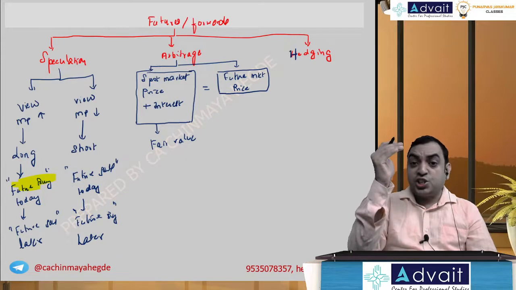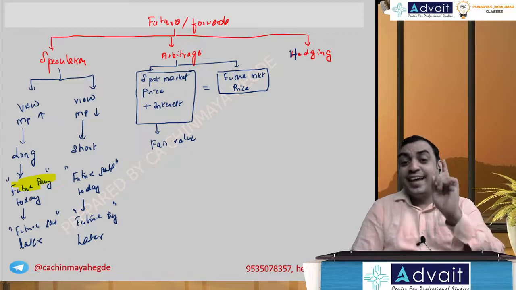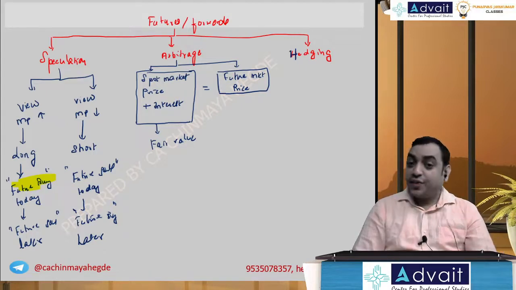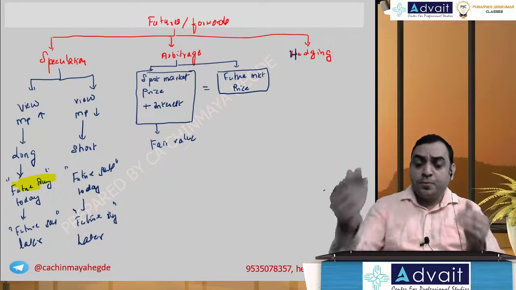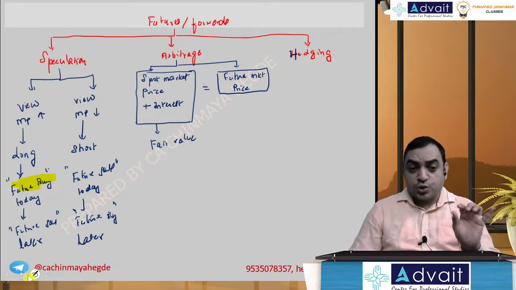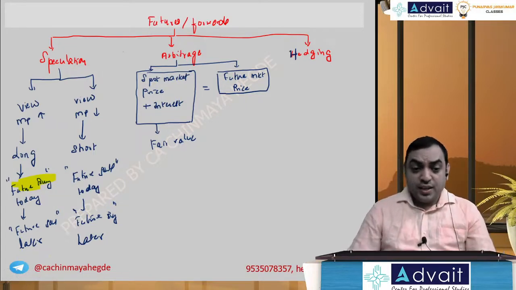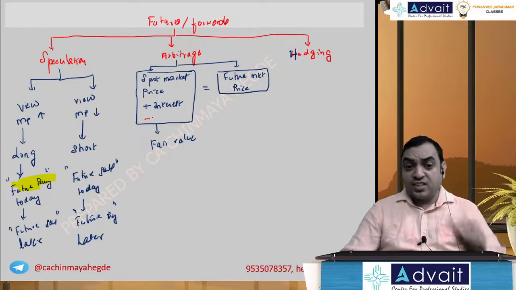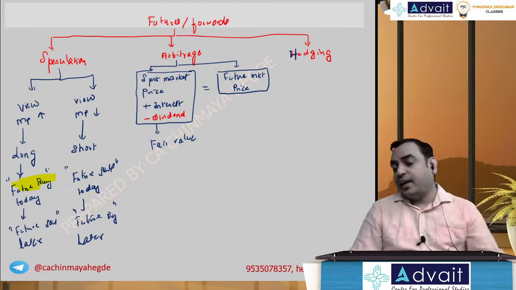In that case, the share price will fall, and that share price after payment of dividend is called the ex-dividend price, right? Therefore, between the date of execution and the date of settlement, if you are expecting any dividend, that should be subtracted. That is very important. So, interest you add, dividend should be subtracted. That is the ex-dividend price.